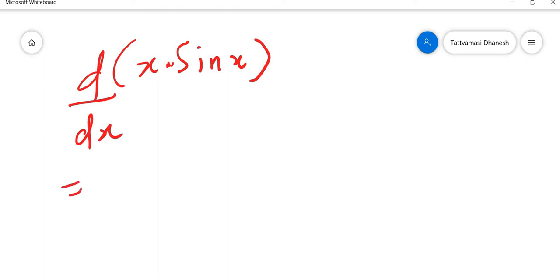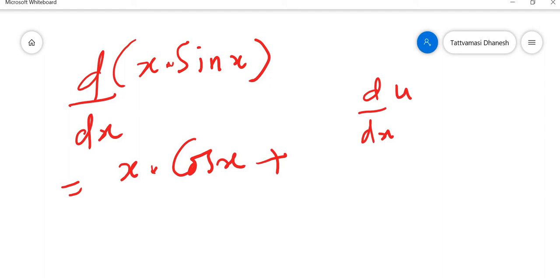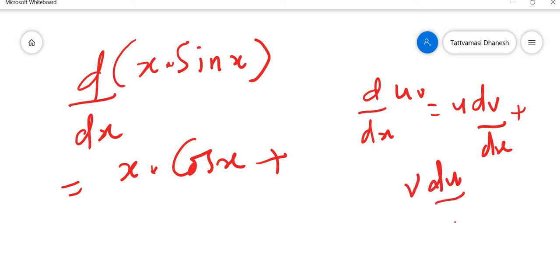Our first function is x, into the derivative of sin x. I told you the derivative of sin x is cos x, and the integral of sin x is minus cos x. So x into the derivative of sin x is x cos x, plus the second function into the derivative of the first. This is the formula: d by dx of uv is equal to u into dv by dx plus v into du by dx.